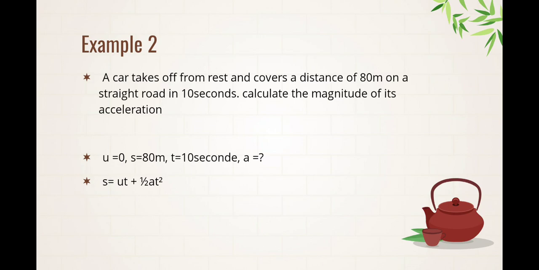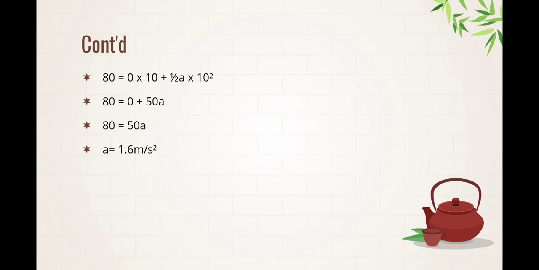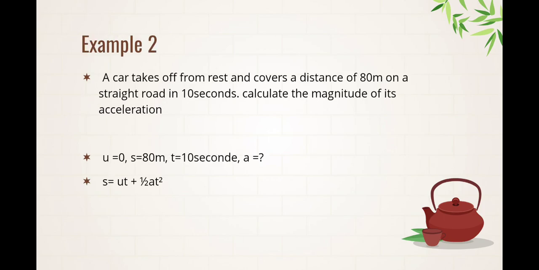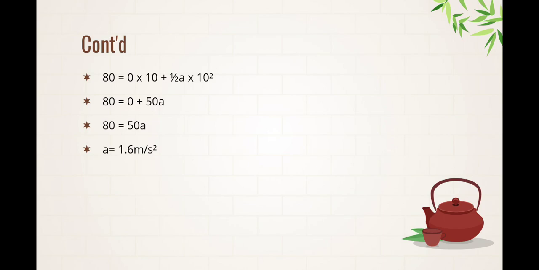So we use the second equation, and that's s is equal to ut plus half at squared. And the acceleration is 1.6 meters per second squared. This is the equation, and that's the acceleration. So don't forget, once you know the four equations, you are good to go.